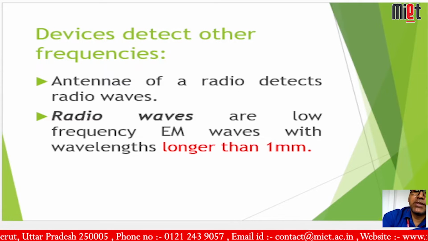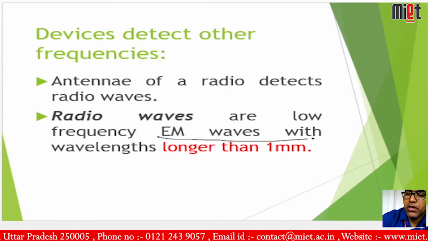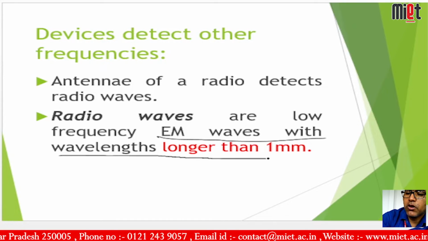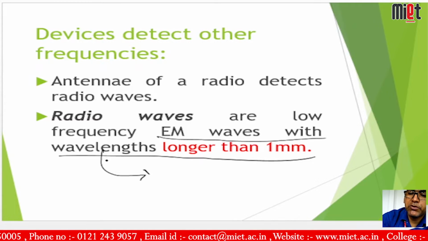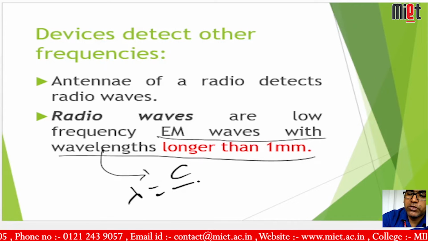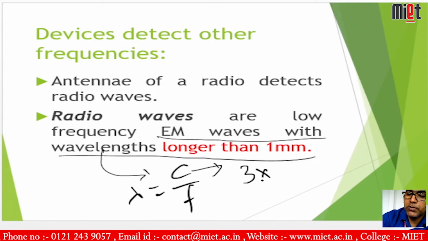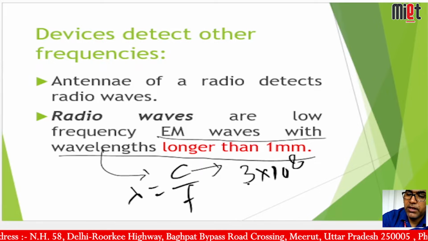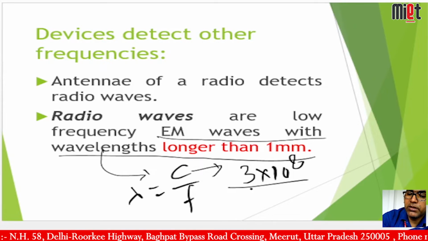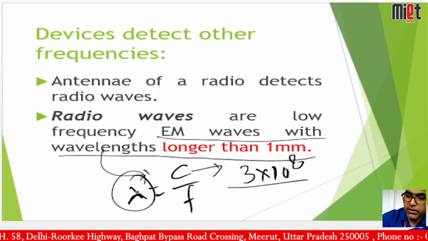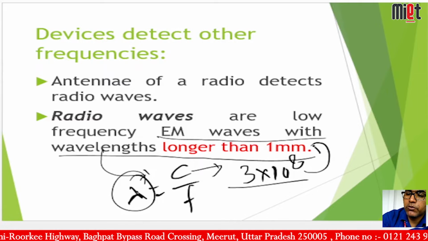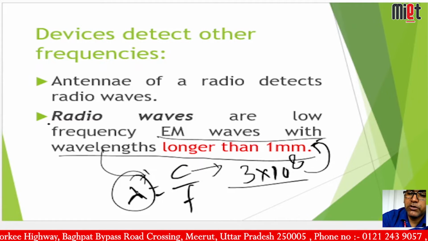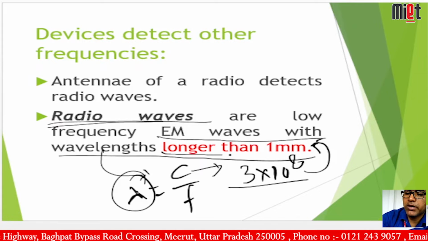Radio waves are low frequency electromagnetic waves with wavelength longer than 1 mm. Means radio waves are the waves whose wavelength is longer than 1 mm. Wavelength will be just lambda equals c by f. Since c is 3 into 10 power 8 meters per second, and f is in hertz, you will get lambda in units of length. So you will further convert it into mm to get the wavelength. So the radio waves have wavelength longer than 1 mm.